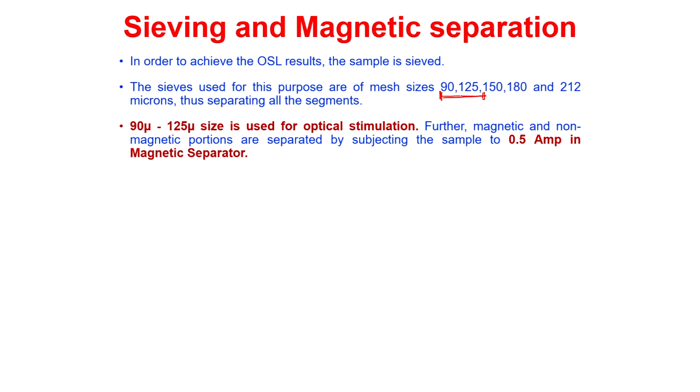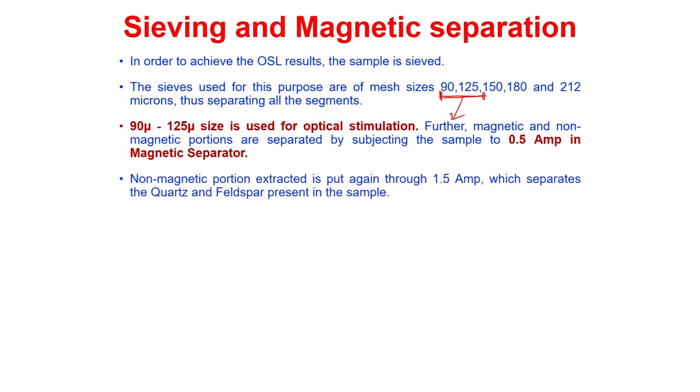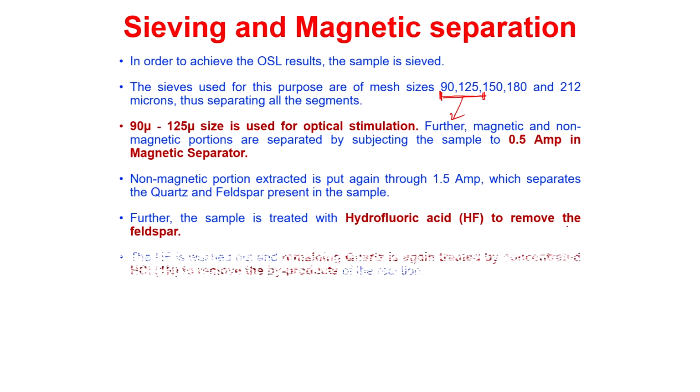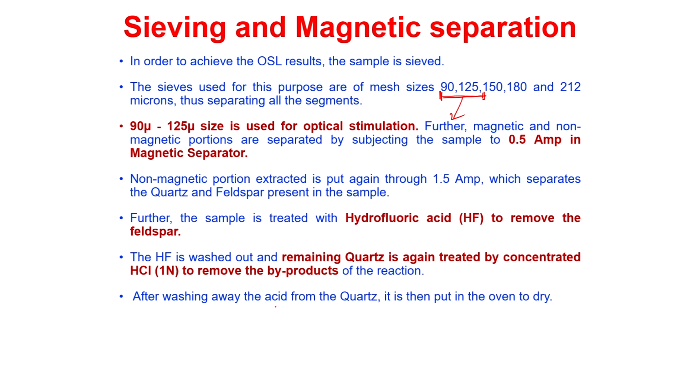We pass the material through the magnetic separation, and that allows us to extract a non-magnetic portion. These are the amperes given during the separation and vibrations. Further, after the magnetic separation, again we go for hydrofluoric acid to remove the feldspar. The HF is washed off, and the remaining quartz is treated with concentrated HCl to remove the byproducts of the reactions. Okay. After washing away the acid, the quartz is put into the oven for drying.